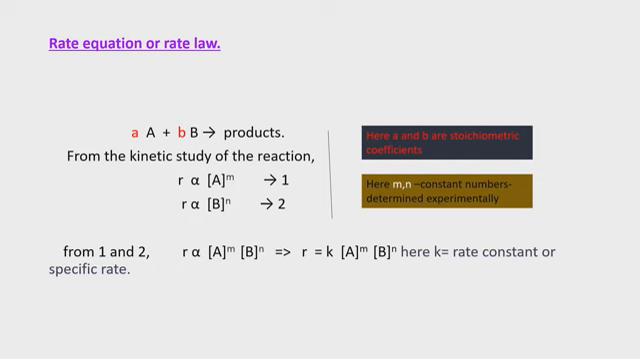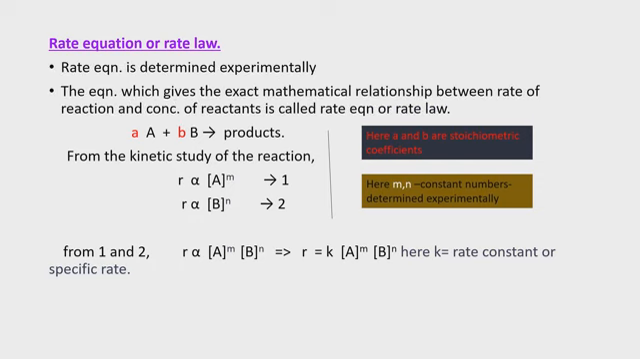First one, rate equation is determined experimentally. This point is very important. Next one, look at here, one reaction is there. A plus B gives rise to products. Okay, it is a general equation.